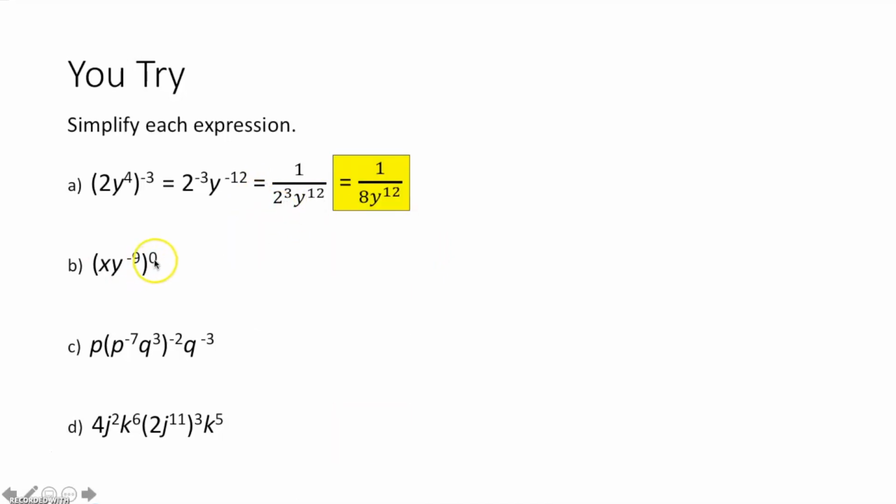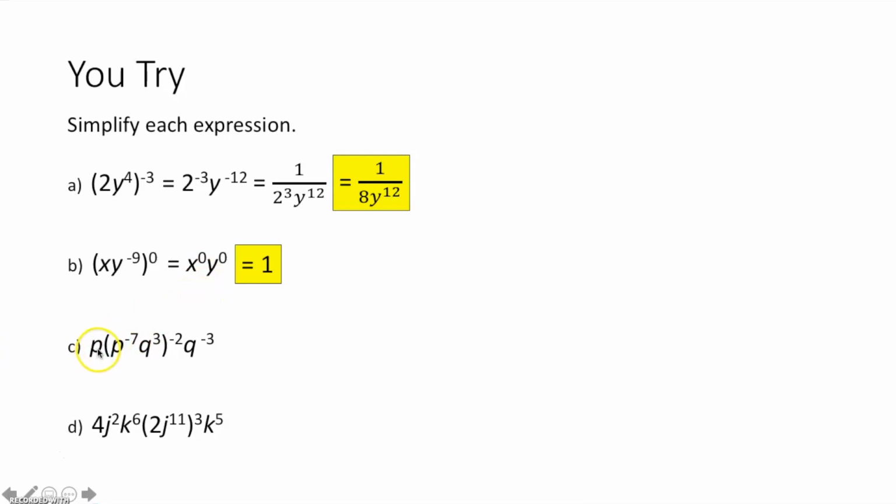Here, this 0 has to distribute to the negative 9 and to the exponent of our x, which is a 1. So we end up getting y to the, what's negative 9 times 0? That's 0. And then x to the, and then what's 1 times 0? That's also 0. So we get x to the 0, y to the 0, which actually, again, anything to the 0 power turns into 1. So we end up getting 1 as your answer.